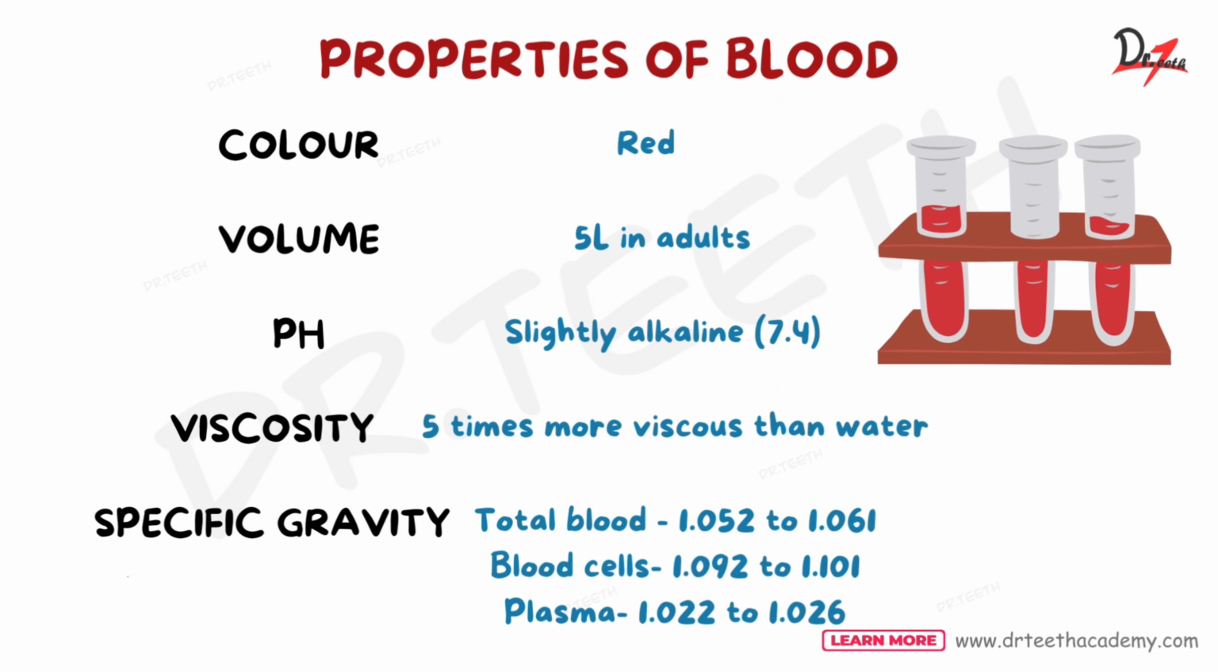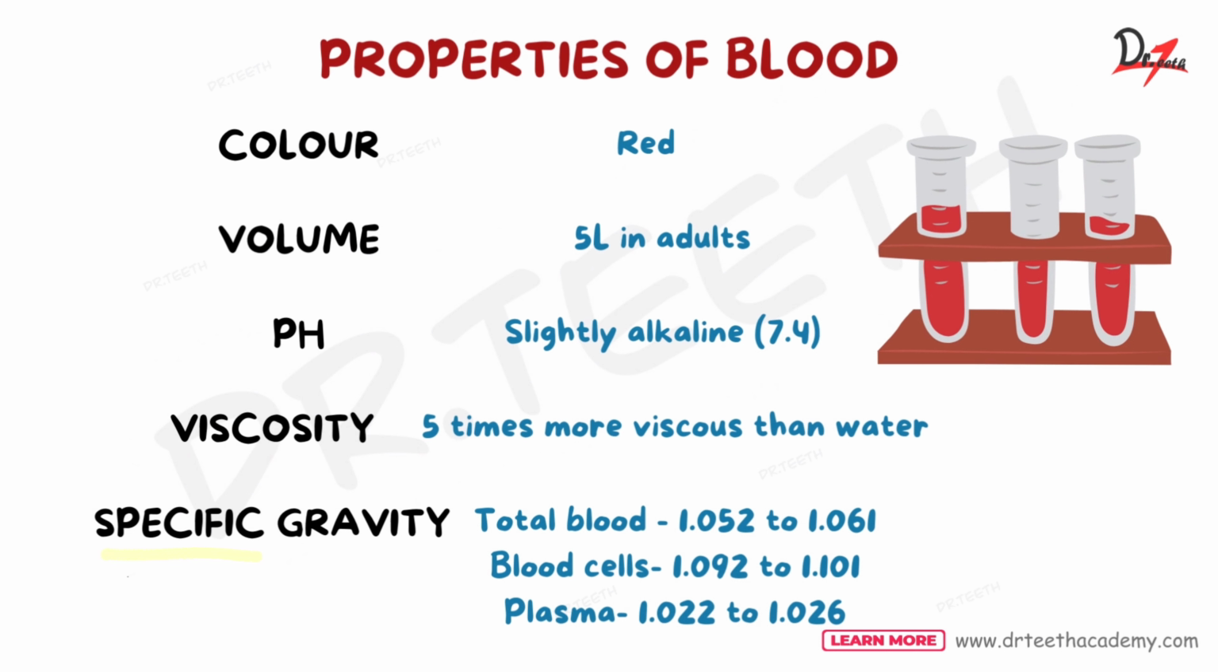Let's talk about reaction and pH. So blood is slightly alkaline and its pH in normal condition is 7.4. Viscosity. Blood is 5 times more viscous than water. It is mainly due to the red blood cells and the plasma protein. So red blood cells and the plasma protein gives the viscosity to the blood.